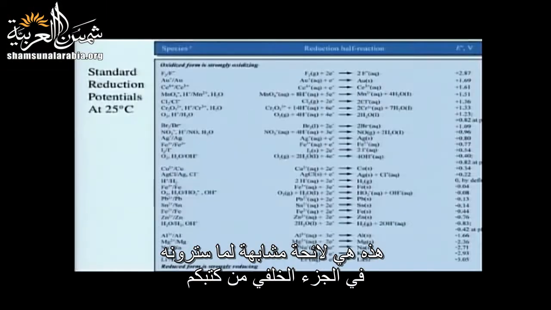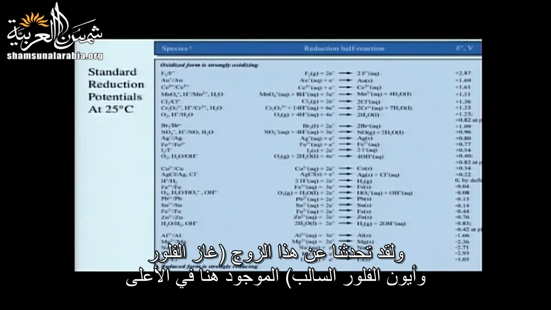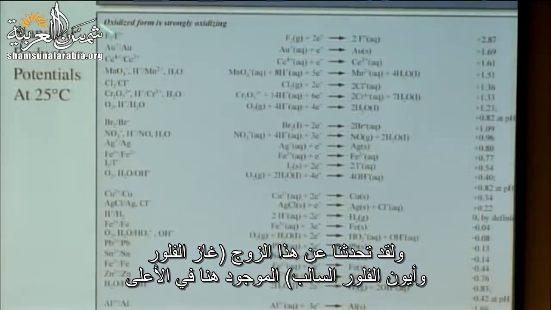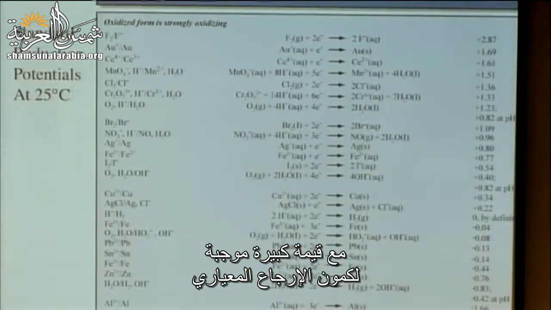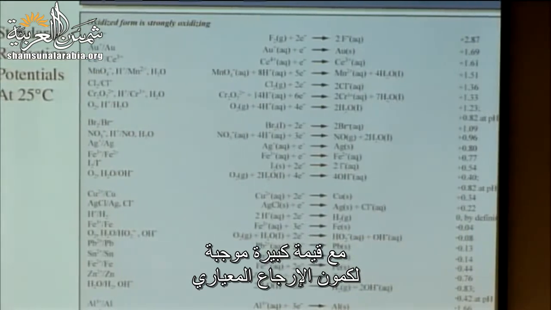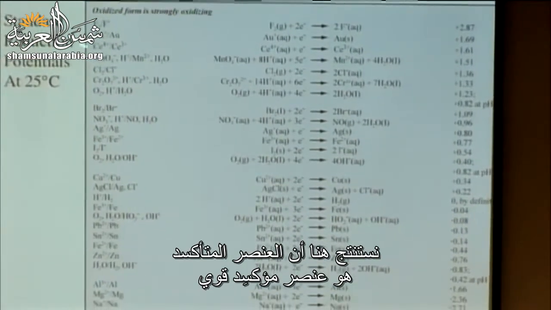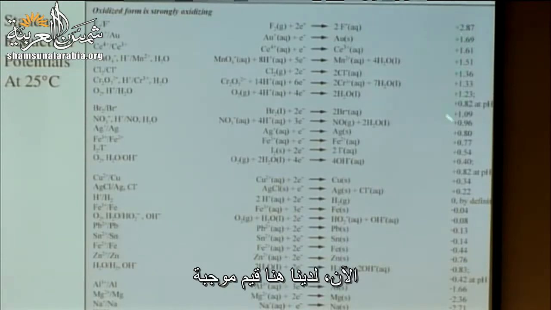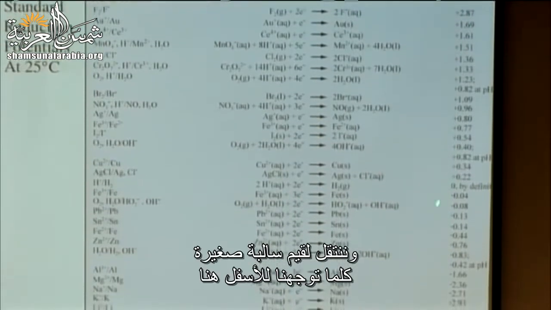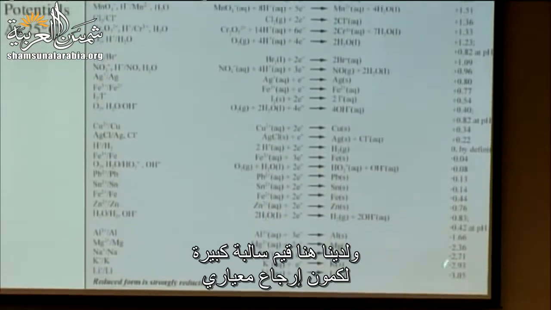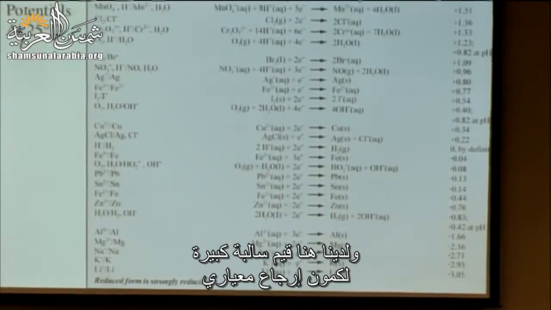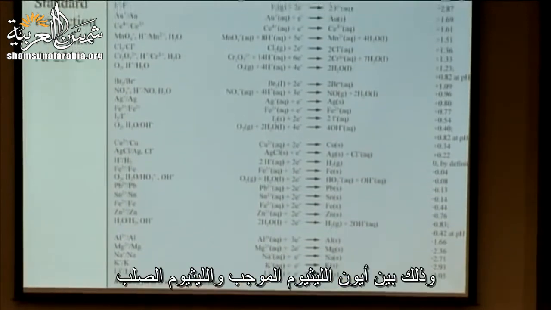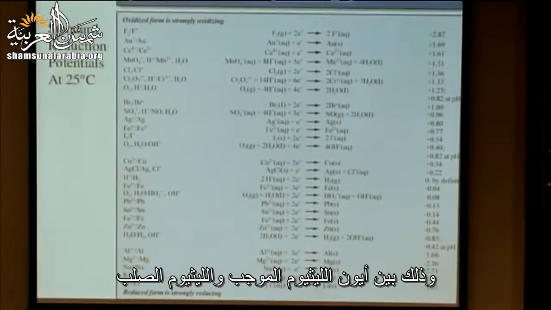Here is a list that is similar to what you would see in the back of your book. We just talked about this couple between fluorine gas and fluoride minus up here with this large positive standard reduction potential. And as it says up here, the oxidized form is strongly oxidizing. Now, here we have positive numbers, and now we start to go to small negative numbers. By the time we get down here, we have a large negative number for the standard reduction potential. And this is between lithium plus and lithium solid.